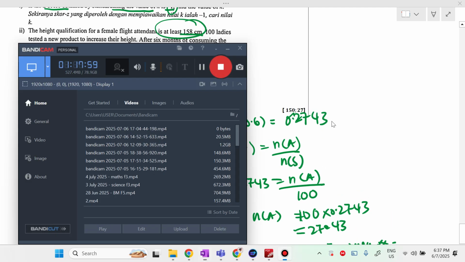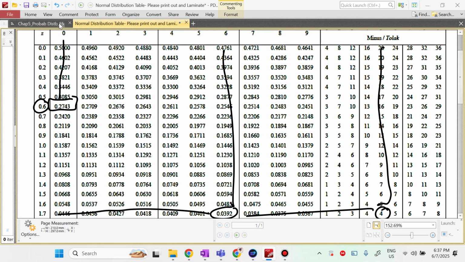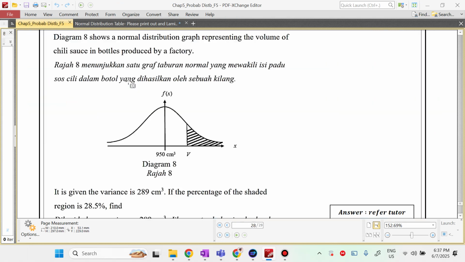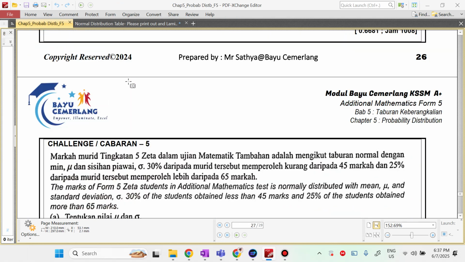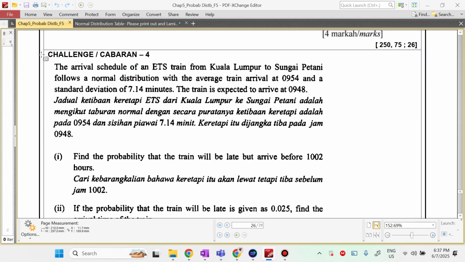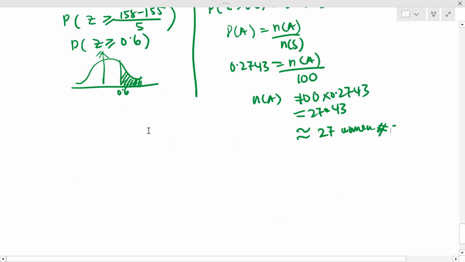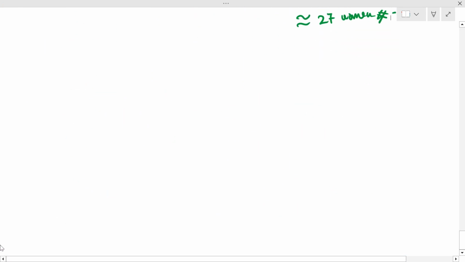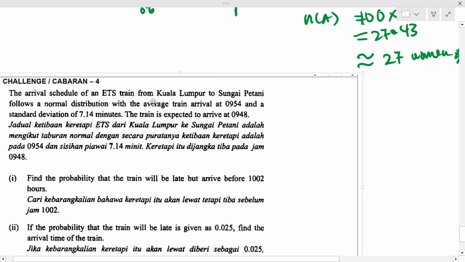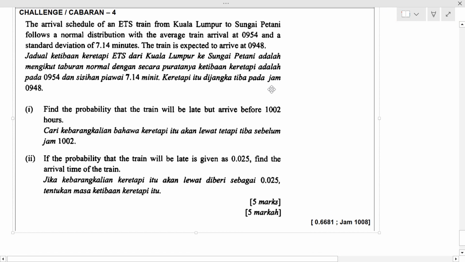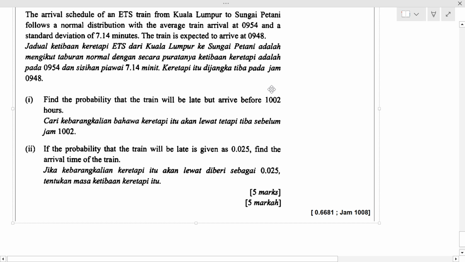Question number 4 I haven't done yet, because that is the kind of challenging question. First let's finish these. This question is quite difficult to understand itself, but we will try to do it. Okay, challenge number 4 and the final challenge. I already told you last week itself.